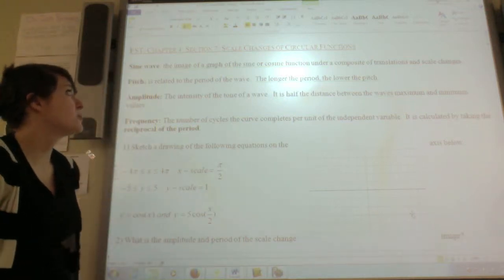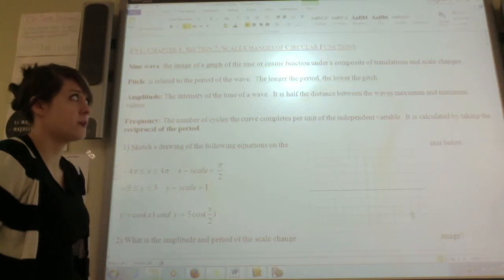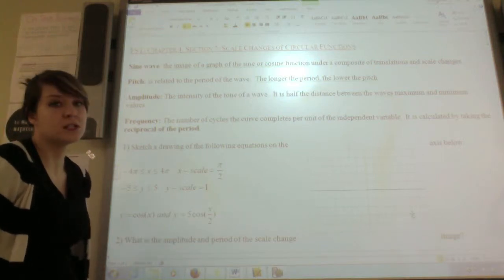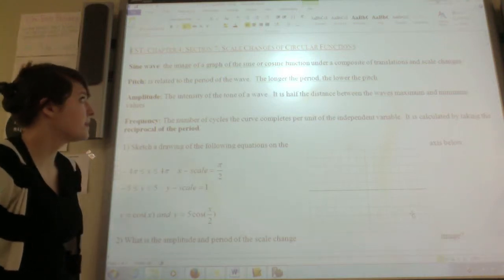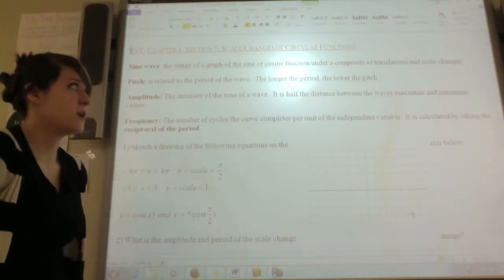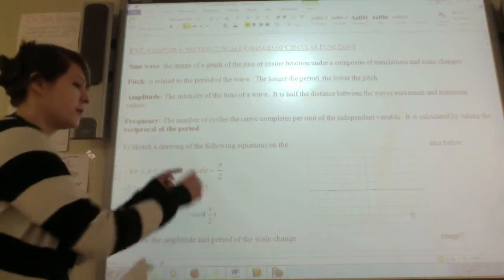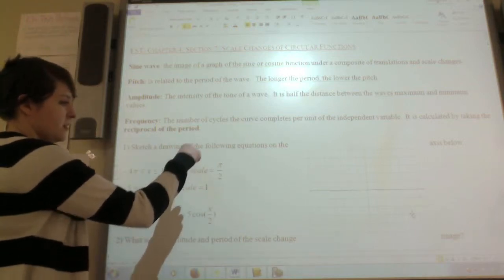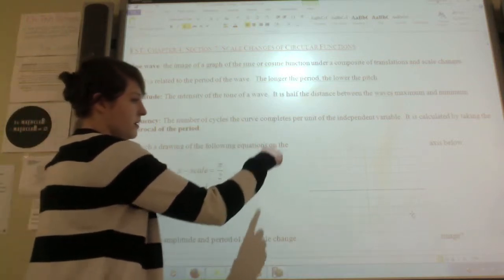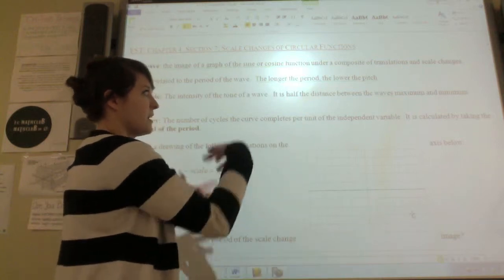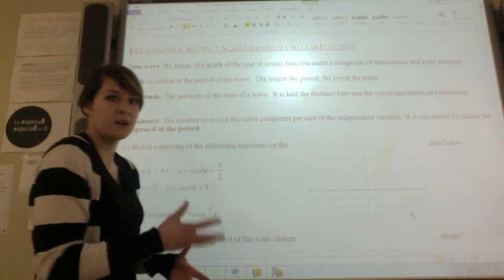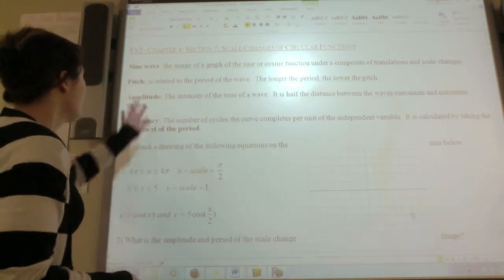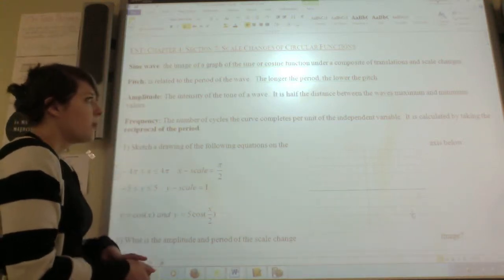Sine wave is the image of the graph of the sine or the cosine function under compositive translations and scale changes. The pitch is related to the period of the wave. The longer the period, the lower the pitch. So in other words, if you've got something like this, where your period's going pretty fast, that's going to have a higher pitch than if you had something like this, where it takes a lot longer to get the period.